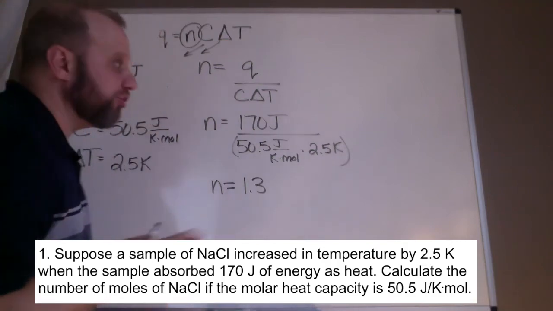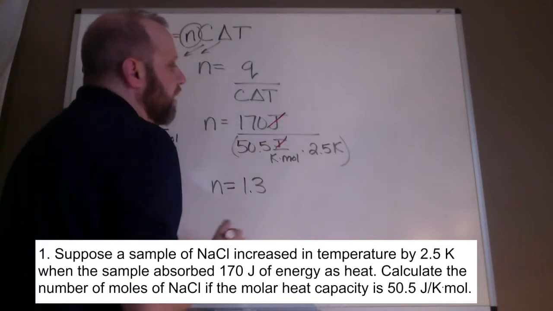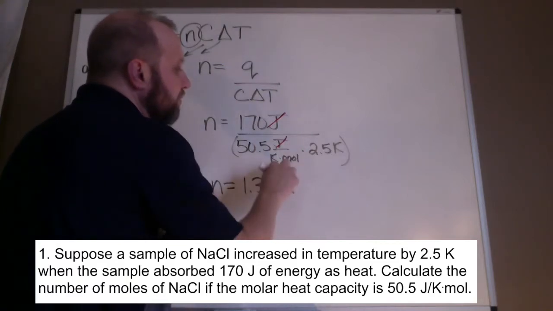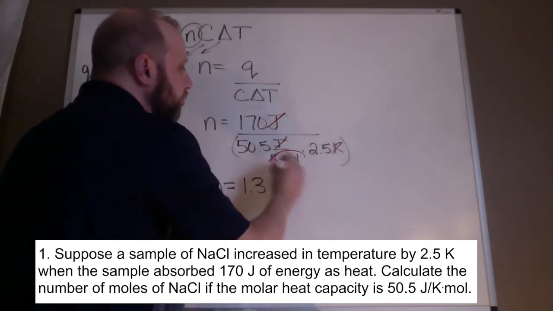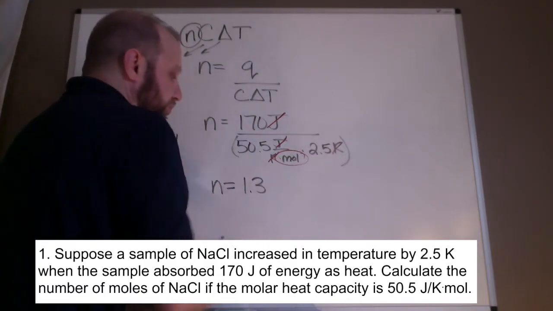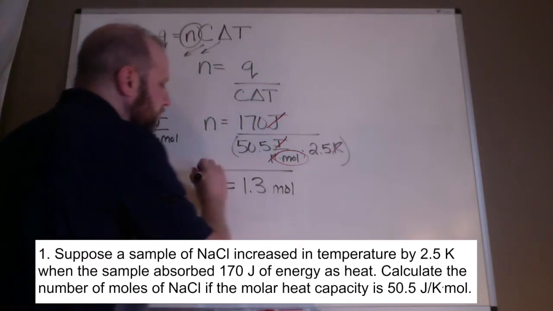Let's do a quick check of our units. So joules on top, joules on the bottom crosses out. Kelvin on top, Kelvin on the bottom in the denominator crosses out. So we're left with our unit of moles, which is good, because that's what we were aiming to get.